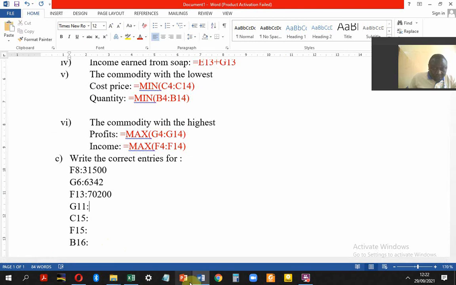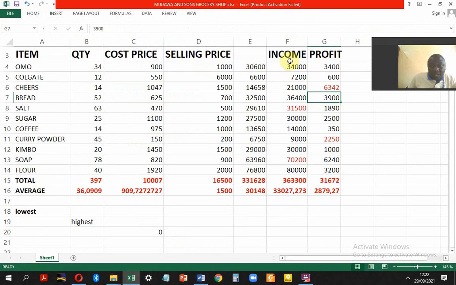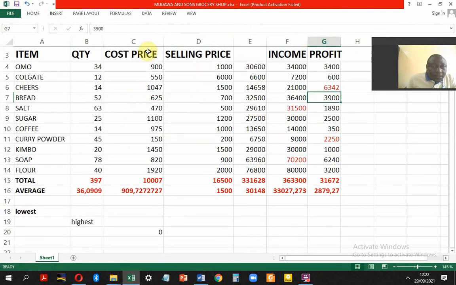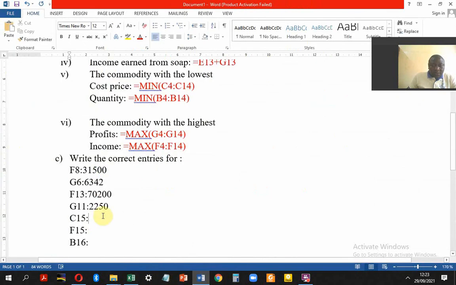So look at G11. G11, according to our spreadsheet here, is curry powder, that is 2250. Okay, then C15. Go back to C15, that is 1000. Okay, we have 10007. Okay, write that one, 10007. Okay, don't interchange anything.